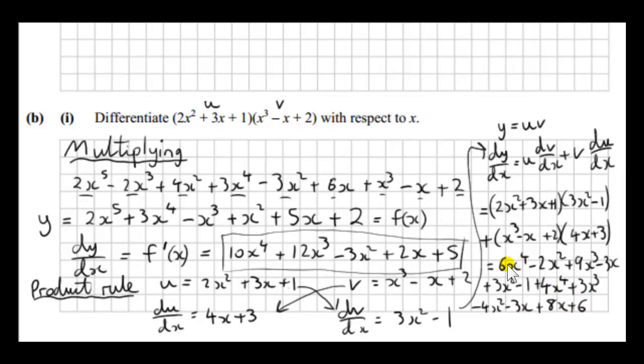Okay, let's look at the x to the 4 terms. 6x to the 4 plus 4x to the 4 is 10x to the power of 4. Next, let's look at x cubed terms. We have 9x cubed plus 3x cubed, that's 12x cubed. X squared terms, we have minus 2x squared plus 3x squared, that's plus 1x squared. Actually we have a minus 4x squared that I nearly forgot. So we have plus 1x squared minus 4x squared, that's minus 3x squared.